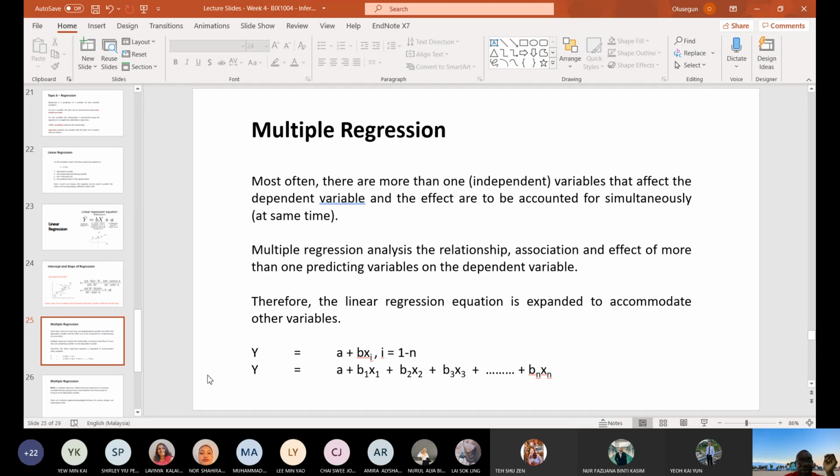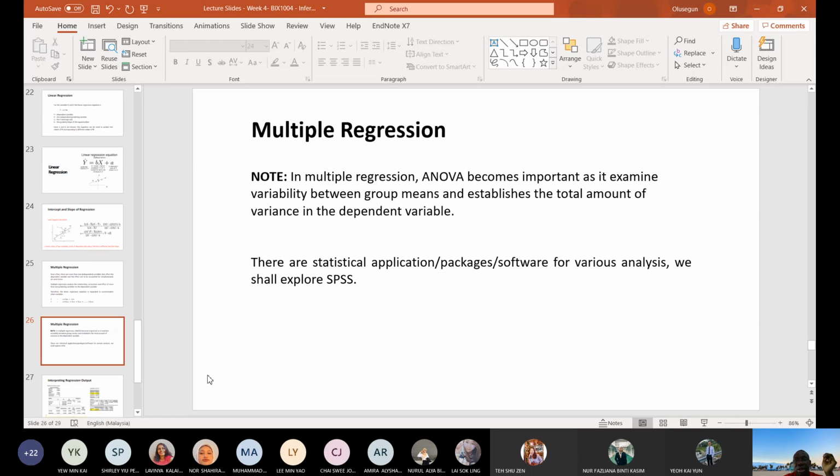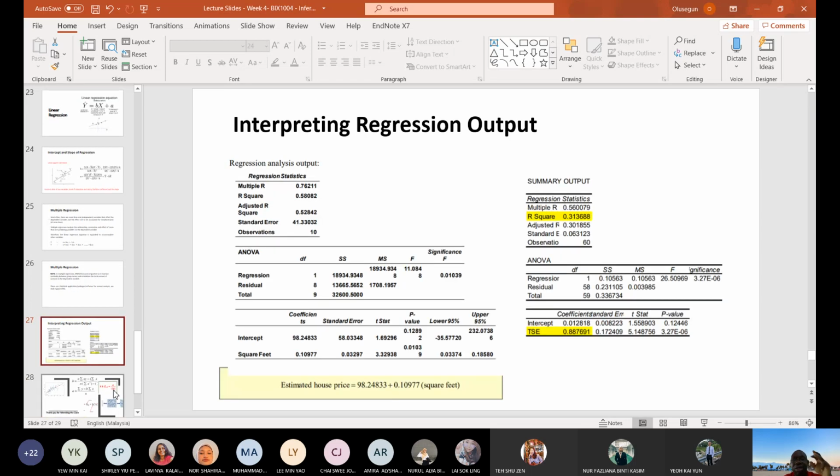Having said that, yes, we will do multiple regression. All this regression, we will practice again in the statistical packages, because we want to look at various ways of doing the regression. But again, I quickly want us to know how we interpret the regression output. I want us to quickly look at it before we close for today.